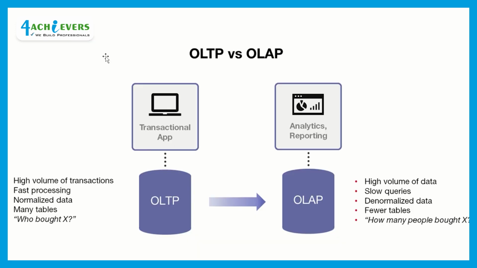Then I would also like to talk about this piece of information. You will hear these terms a lot: OLTP versus OLAP. OLTP stands for online transactional processing, and OLAP is online analytical processing. What exactly is the difference? Actually, the difference is within the acronym itself. Transactional processing is for the transactional data.